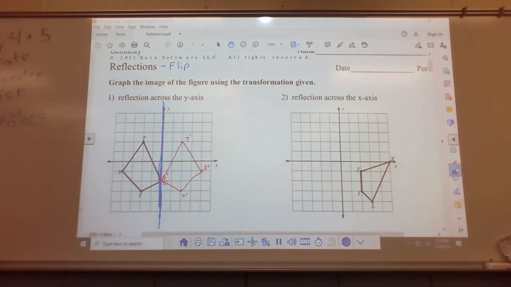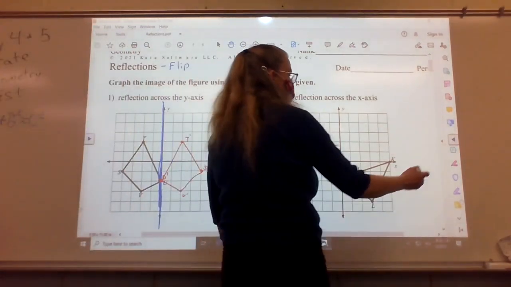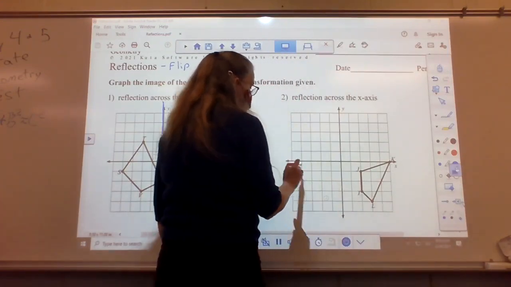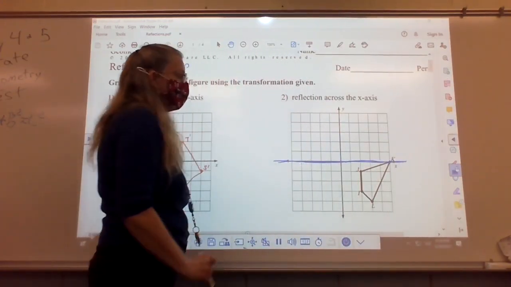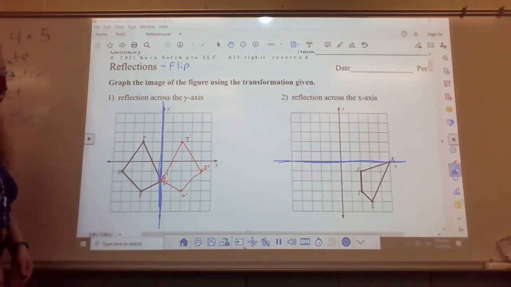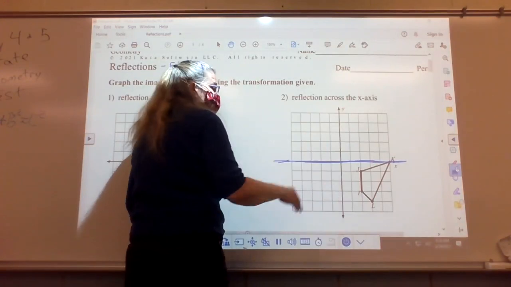The shape should not look different. It's the exact same shape. It's just been flipped over the reflection line. 2 is pretty much the same thing, but it's an x-axis. So x-axis is this way. That's the x-axis. Then it's going to get flipped over that one, so it's going to go this way.